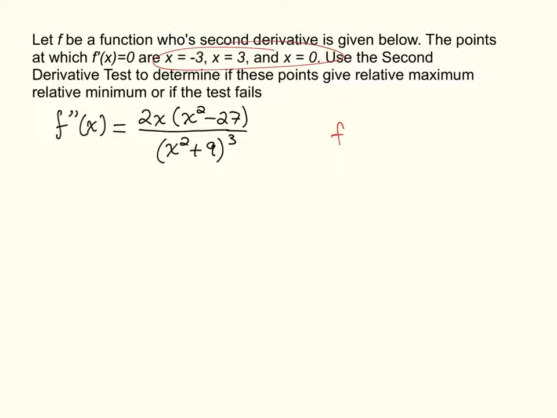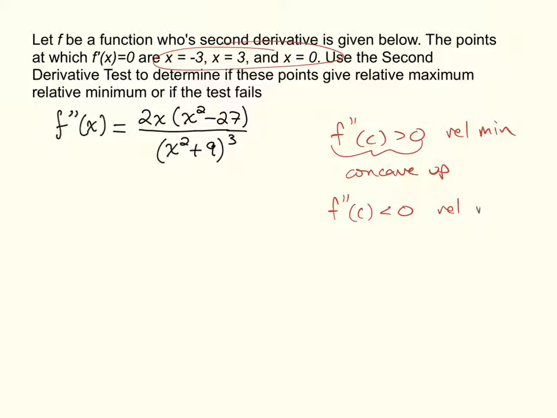So what we know is if we find f double prime of c, a critical value, and it's bigger than 0, then there's a relative minimum because this is concave up at that particular point. And if you find f double prime of c and you get something less than 0, that gives you a relative maximum because this is concave down. And if f double prime of c equals 0, then the test fails.